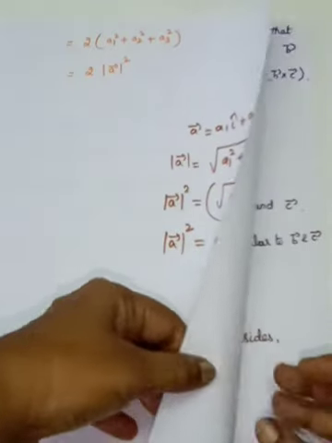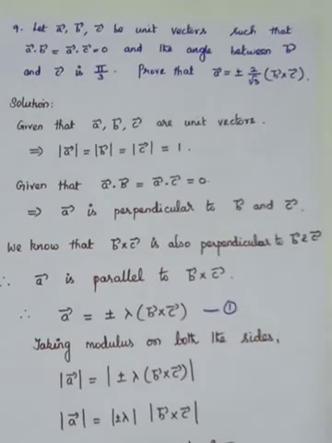And coming to problem number 9, let a vector, b vector and c vector be unit vectors such that a dot b is equal to a dot c is equal to 0, and the angle between b vector and c vector is pi by 3. Prove that a vector is equal to plus or minus 2 by root 3 into b vector cross c vector.